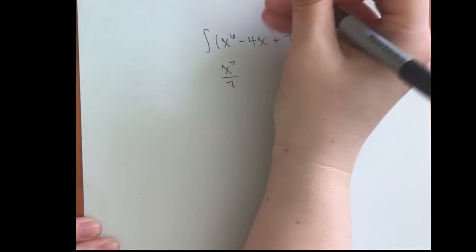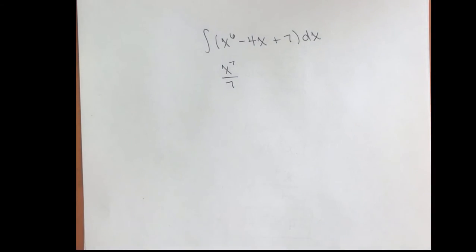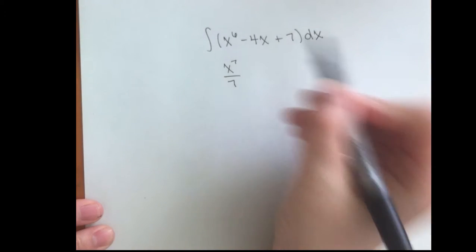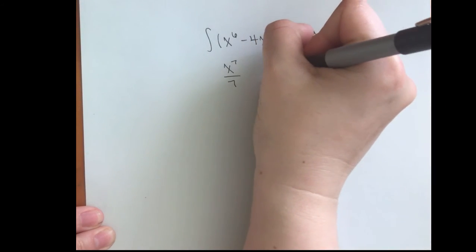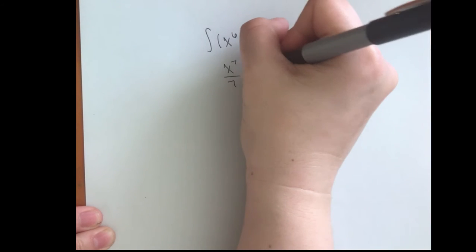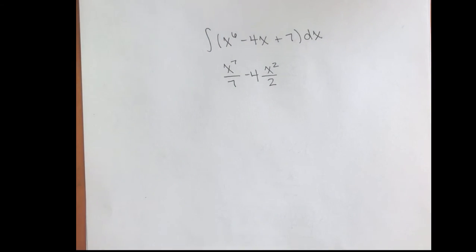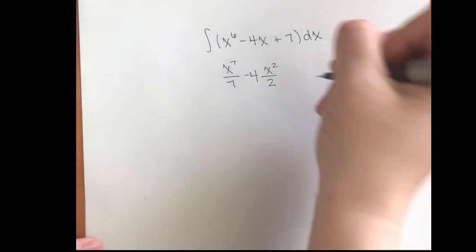This middle term, we have a constant. So remember the first rule of antiderivatives is that if I have a constant times the function, I'm going to integrate the function and then multiply by that constant. So the antiderivative of x is x squared over 2, and then I'm still multiplying by that negative 4, so it's going to stay out front.